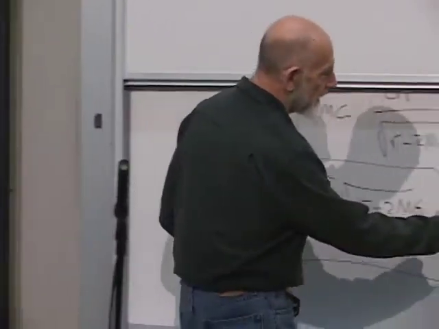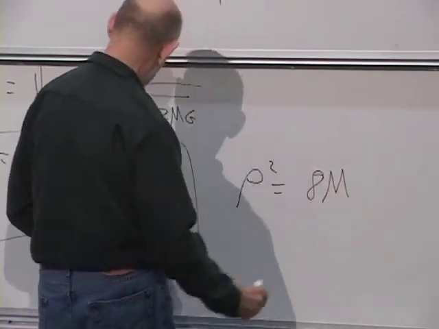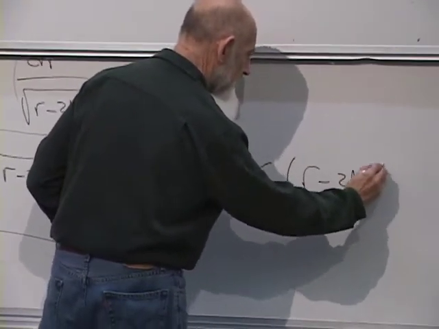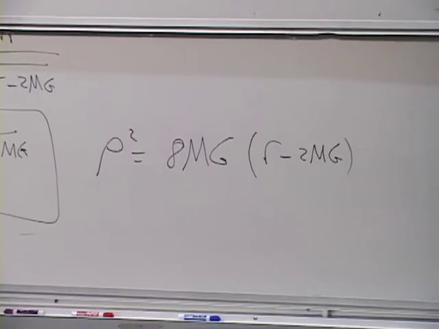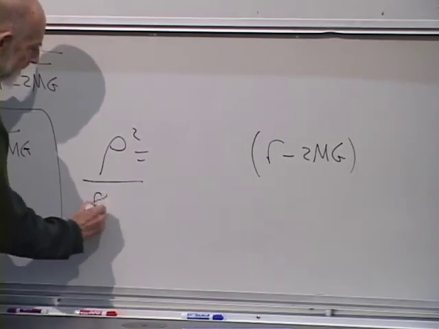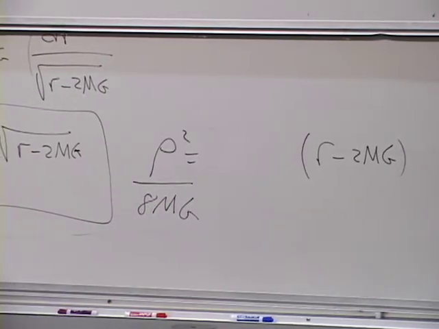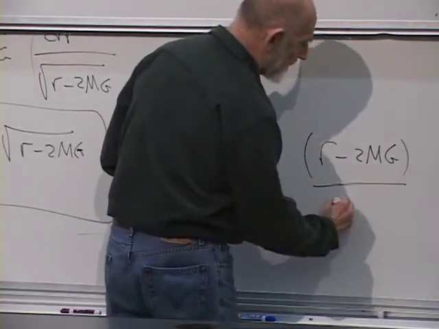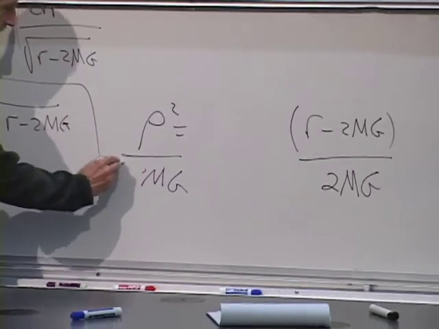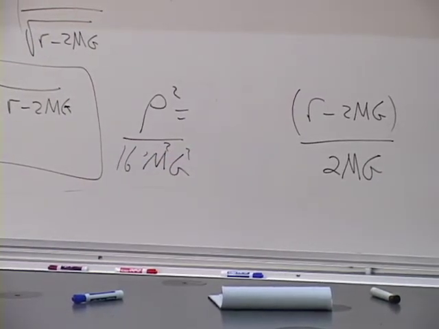Maybe I should write it over. Rho squared is equal to 8mg times r minus 2mg. Holy smoke, I now know what r minus 2mg is. It's just rho squared over 8mg. That wasn't so bad. And now we can write the metric. r minus 2mg, let's even go a little further. Let's divide by another 2mg here, because that's what we're going to need. And we're going to get 16m squared g squared. As I said, a little bit tedious, but not too bad.